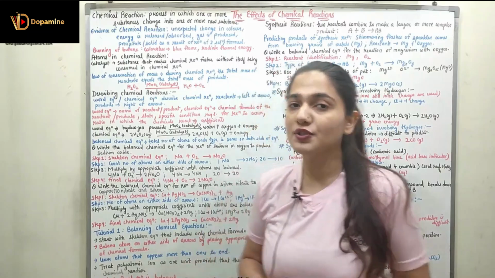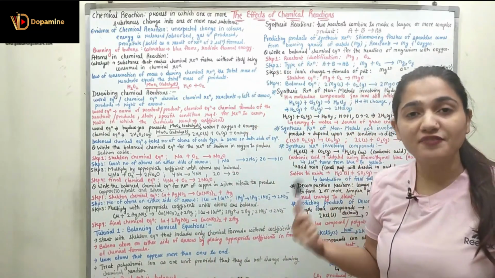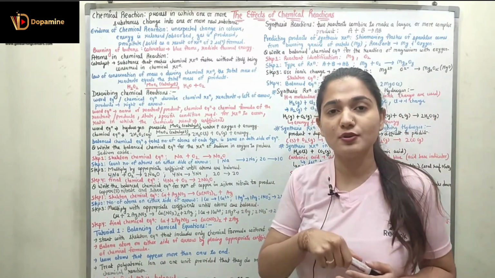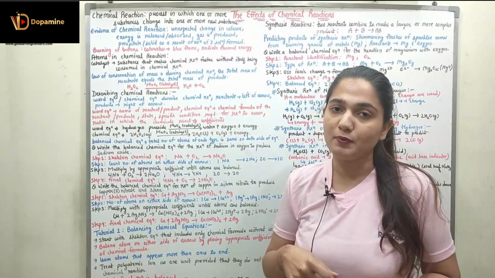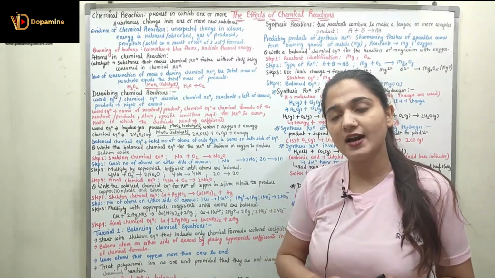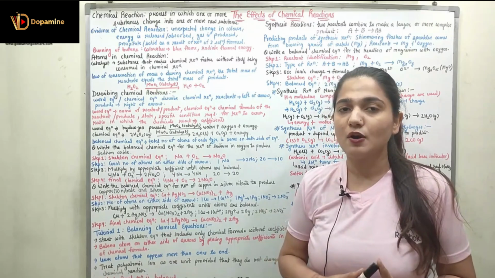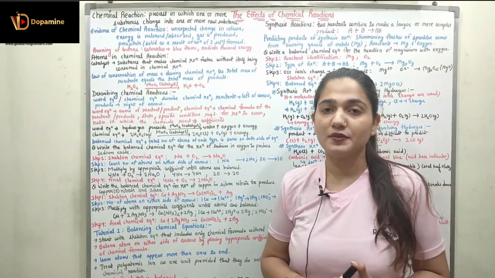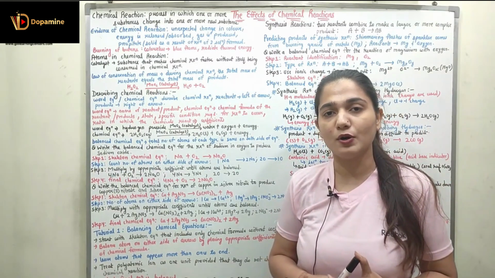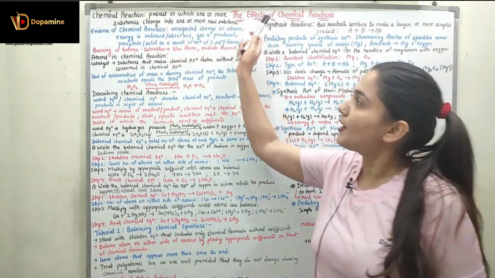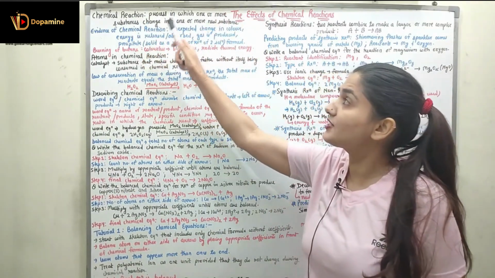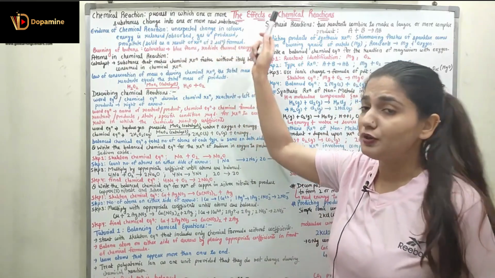Today we are going to start our chapter 4, the effects of the chemical reaction. We are going to understand a lot of concepts and we are going to practice some sample problems here in this video. So let's start our discussion with the first topic, that is a chemical reaction. First of all, we are going to understand what is a chemical reaction. A chemical reaction is a process in which one or more substances change into one or more new substances.